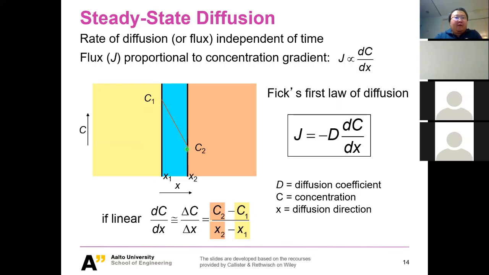But let's make it even simpler. Let's assume we have a linear case. In that case, we can make this infinitesimal dC over dx become delta C over delta x. So in the end, it's going to be C1 minus C2 over x2 minus x1, right? Because it's a line. Then you can finally write your Fick's first law. So this is like J is equal to minus D times dC over dx.